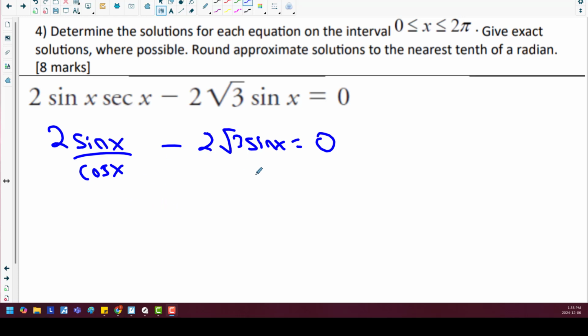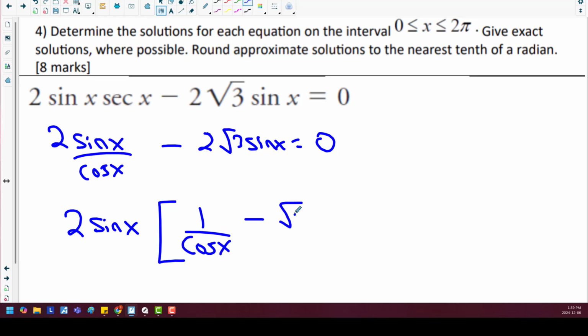All right, now we're going to factor out a common factor between these two, and 2 sine x is a common factor. So let's factor out 2 sine x. It's going to be 1 over cos x minus root 3 is equal to 0.